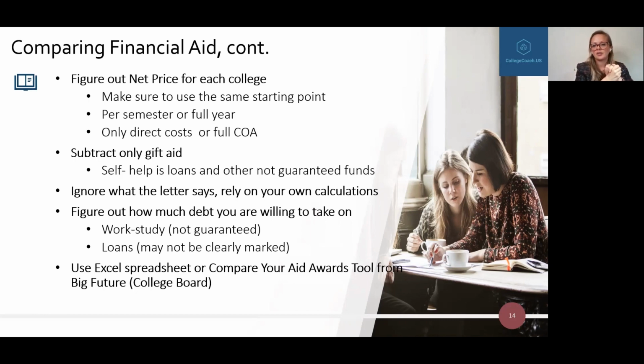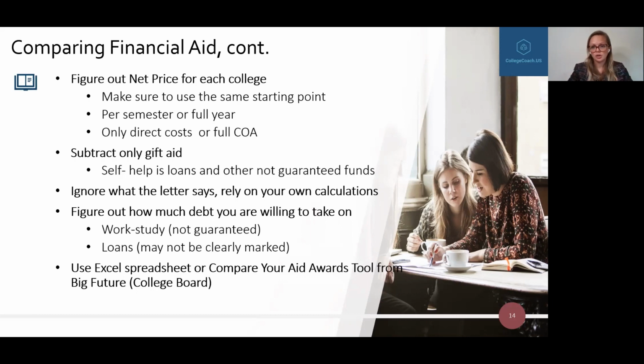Then you need to figure out your net price for each college. Make sure, again, you use the same starting point, and I would recommend just using direct costs, because indirect costs fluctuate a lot by the family, by the institution, by your living situation. Figure out if you're going to do this for a full year or just per semester. I recommend doing it for the full year.